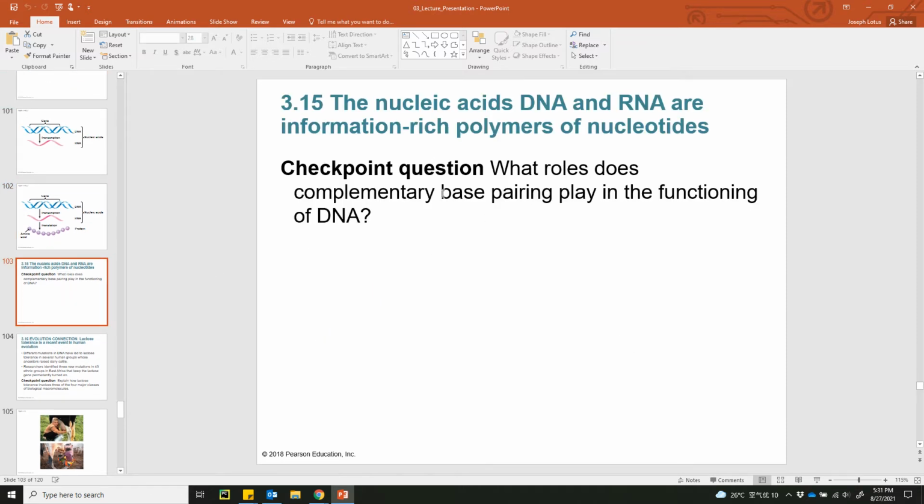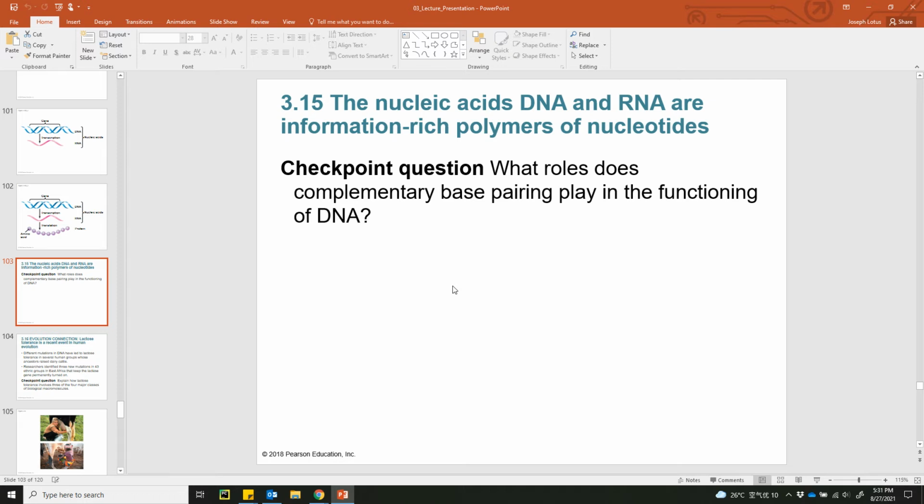3.15 talks about some of the differences and similarities between DNA and RNA, but I'm just going to tell you a few that I think are important. First of all, their structure is different. DNA is double helix, RNA is single helix. Second of all, their sugar is different. DNA has deoxyribose and RNA has ribose. And next, their functions are different, of course.